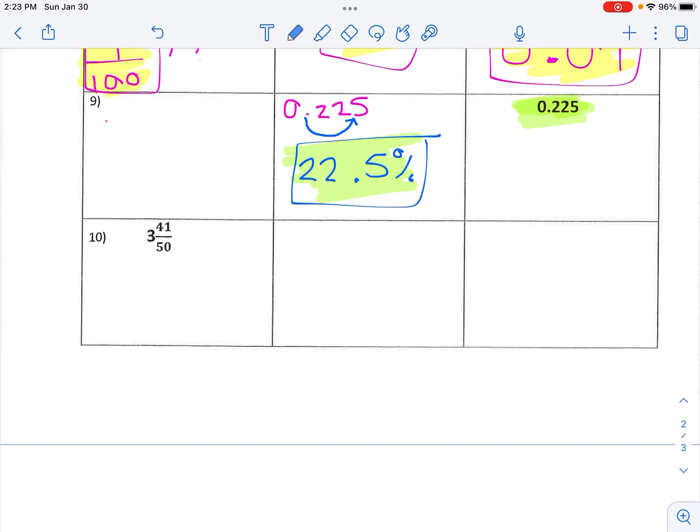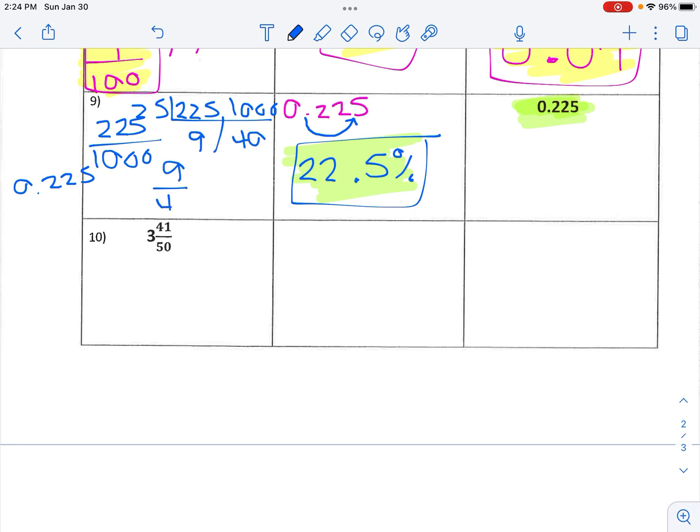Okay, now going backwards, I'm going to start with the decimal that I was given. I was given 0 and 225 thousandths. That equals 225 thousandths. Now those have to be reduced. I'm going to divide by 25, and that gets me to 9 and 40. So that answer should be 9/40.